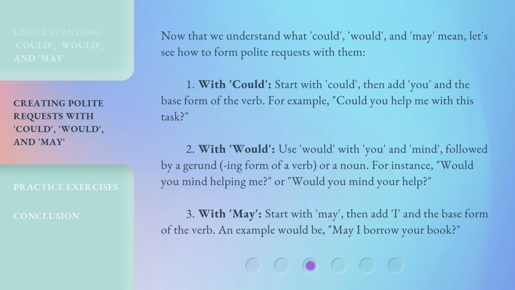2. With would. Use would with you and mind, followed by a gerund, the ing form of a verb, or a noun. For instance, "Would you mind helping me?" Or, "Would you mind your help?" 3. With may. Start with may, then add I and the base form of the verb. An example would be, "May I borrow your book?"